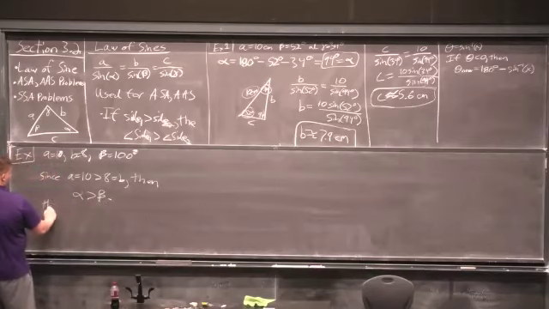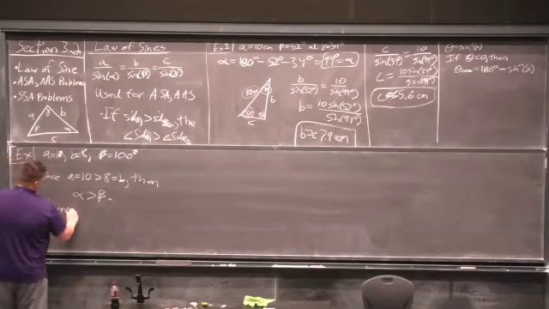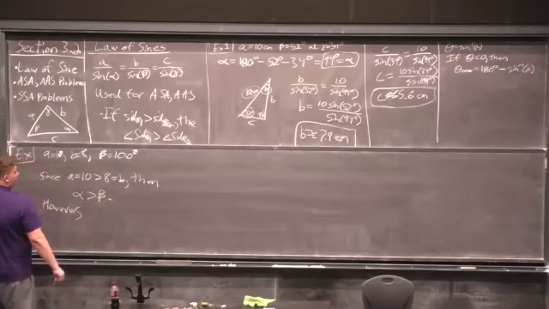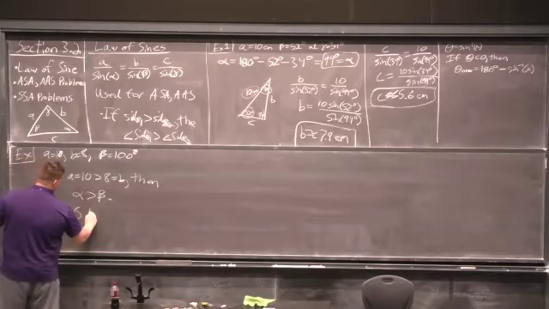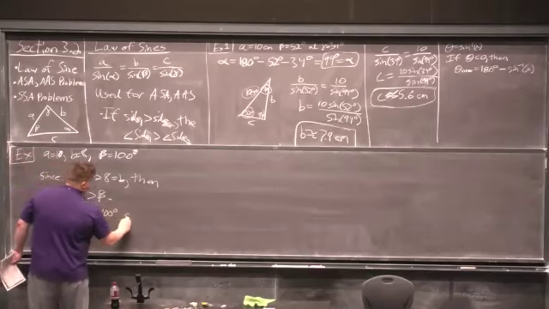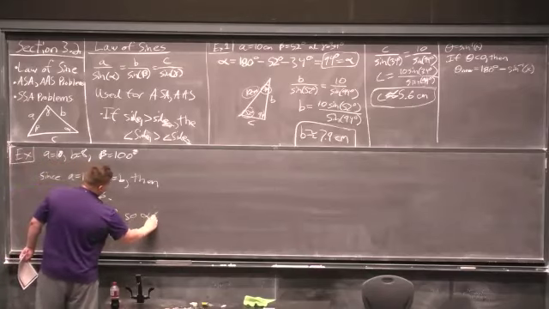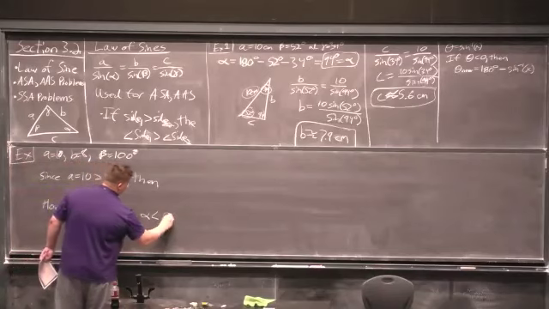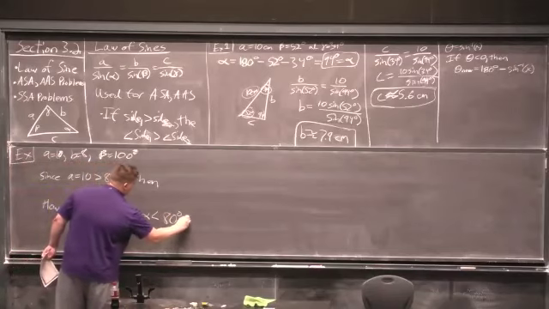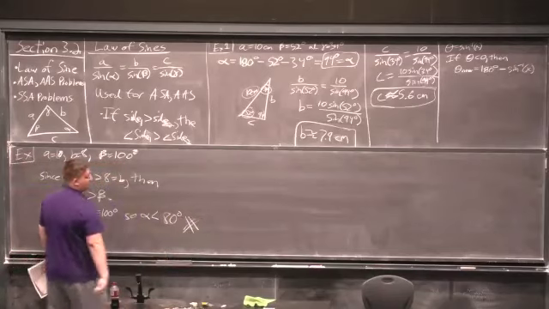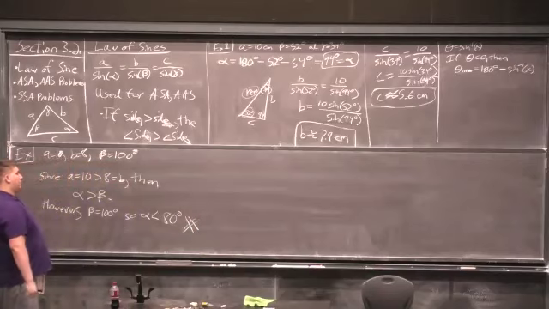However, beta equals 100 degrees. So alpha must be less than 80 degrees, which is a contradiction. So no solution.